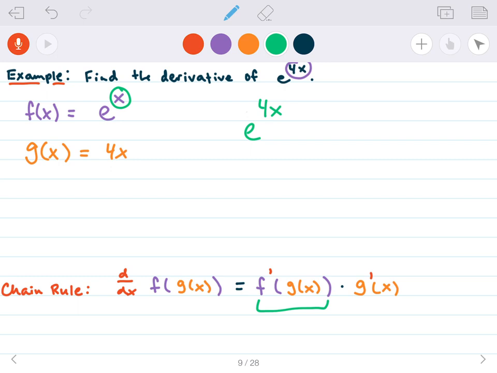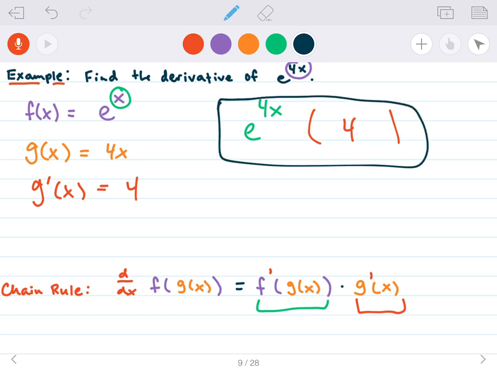All right, so that's the first part. Then I want to multiply by the second part, which is g prime of x. Well, the derivative of g, just using the power rule, is going to be 4. So this is my answer: e to the 4x times 4, using the chain rule.